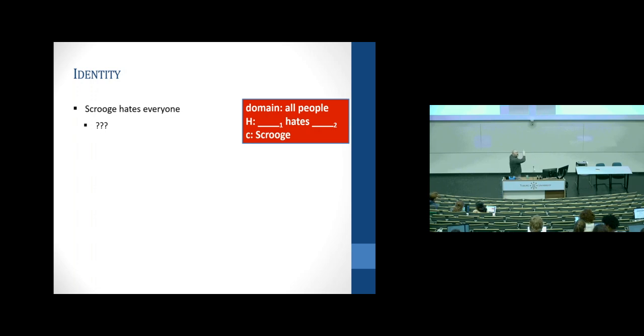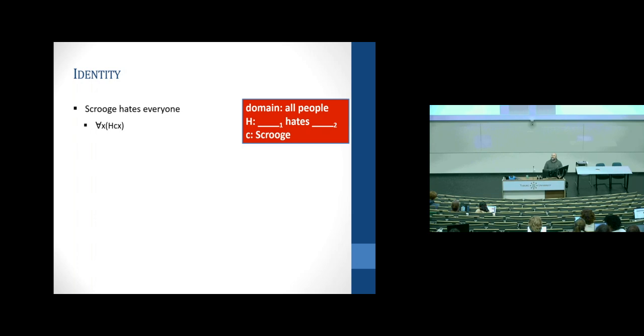But, okay, using this key, how would we say Scrooge hates everyone? HcX. Nice, right? Scrooge hates everyone. Now, notice, if Scrooge hates everyone, who is one of the people that Scrooge hates? He has to hate himself because he's in the domain, right? So how would we say Scrooge hates everyone else? How would we say Scrooge hates everyone who isn't Scrooge?